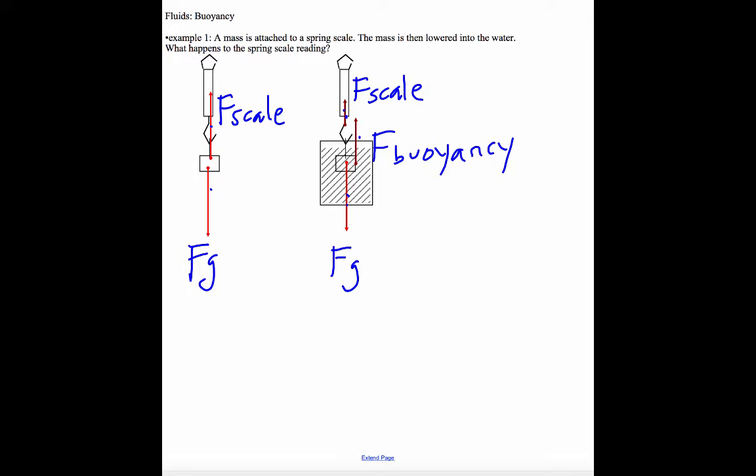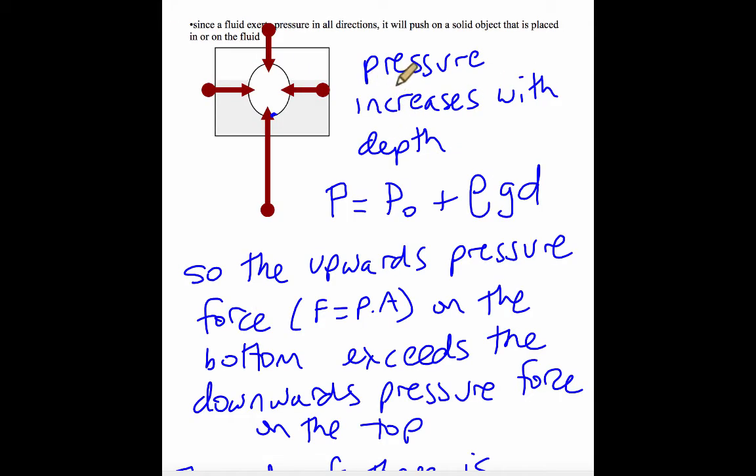Well, it turns out that this relates to an idea from last class. If we look at the pressure forces on an object, the fluid will push in all directions on the object, and the left and right ones cancel, but the up and down don't cancel. The reason is the pressure and force on the bottom is a tiny little bit bigger. Why? Because pressure increases with depth, so the pressure on the bottom is always going to be more than the pressure on the top.